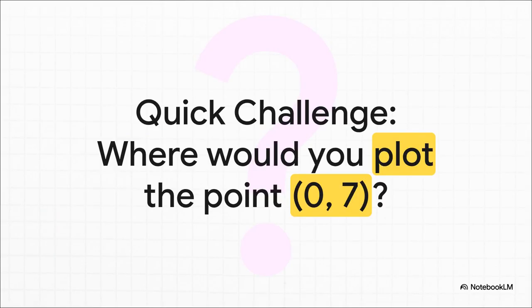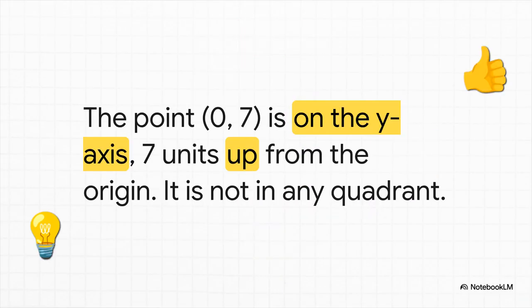Okay, your turn. Let's do a quick challenge. This one's straight from our source material's homework section. What about the point (0, 7)? Think really carefully about that 0. Where does that point live on our map? If you said it's not actually in a quadrant, you nailed it. An x value of 0 means we don't move left or right at all. We just stay put on that main vertical line, the y-axis, and go 7 units straight up from the origin. So remember, any point with a 0 in it is going to live directly on one of the axes.